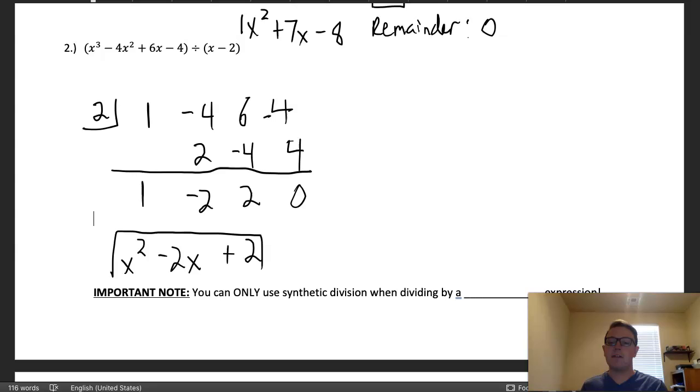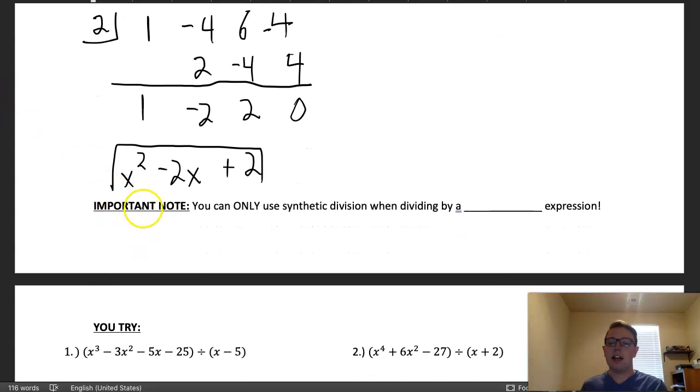Now this becomes very important here. Synthetic division is much easier than polynomial long division, but we can only use it when we're dividing by an x minus h or x minus k expression. We can't use it if we have 2x plus 3. We can't use it if we have x squared. It has to be x minus a number.